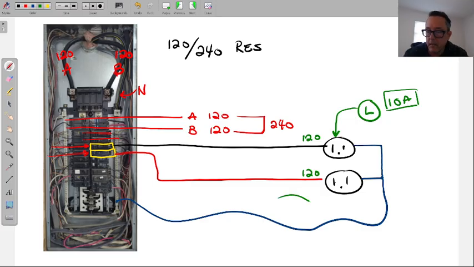Now, to this outlet, we're going to plug in another load. And let's say again, when I turn this thing on, whatever it is, it draws 5 amps.